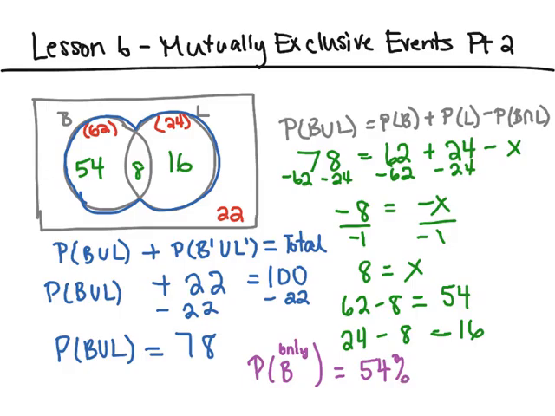Our odds for and against. We know it's favorable 54 times. And it's not favorable, we would do 100 minus 54, which is 46. So the odds for someone skipping breakfast are 54 to 46. The odds against would just be 46 to 54.